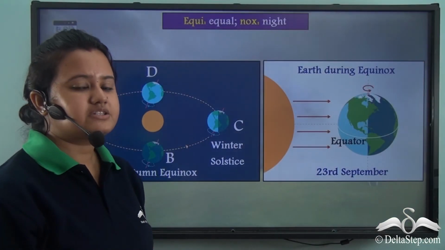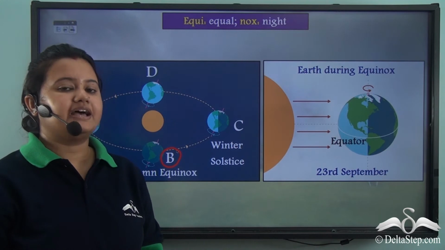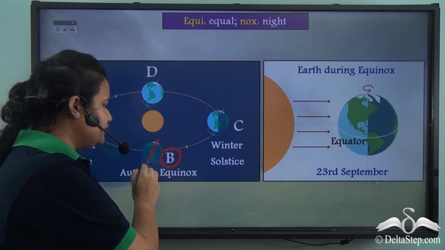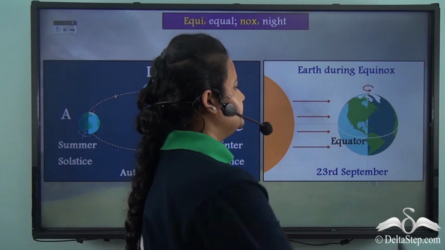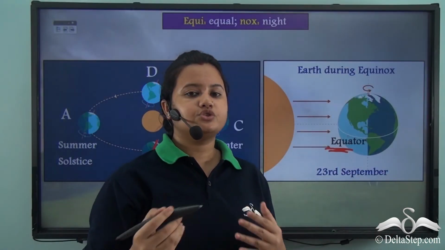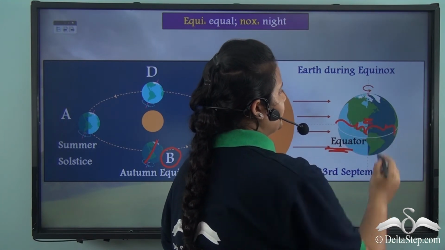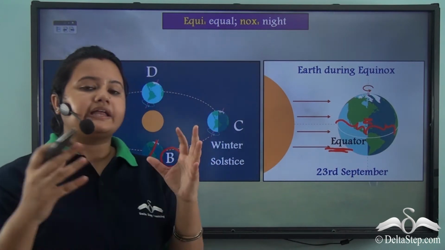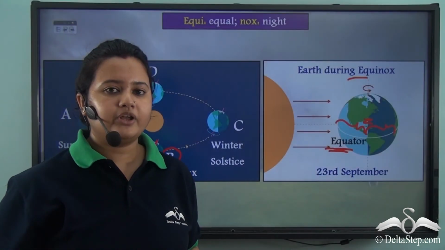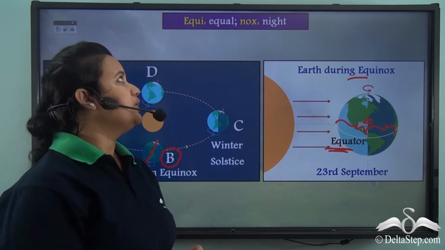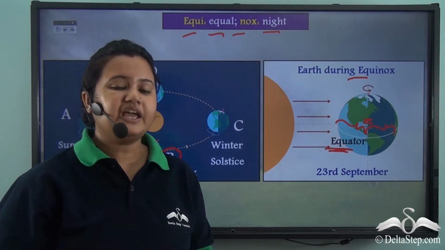We will first discuss what happens at position B. At position B, as we just discussed, a tilted earth faces the sun. So, the sun is vertical over the equator. And due to this, the duration of day and night are equal all over the world. So, this moment of the year is known as equinox. Now, equinox is a combination of two words where equi means equal and nox means night, or simply equal days and night.